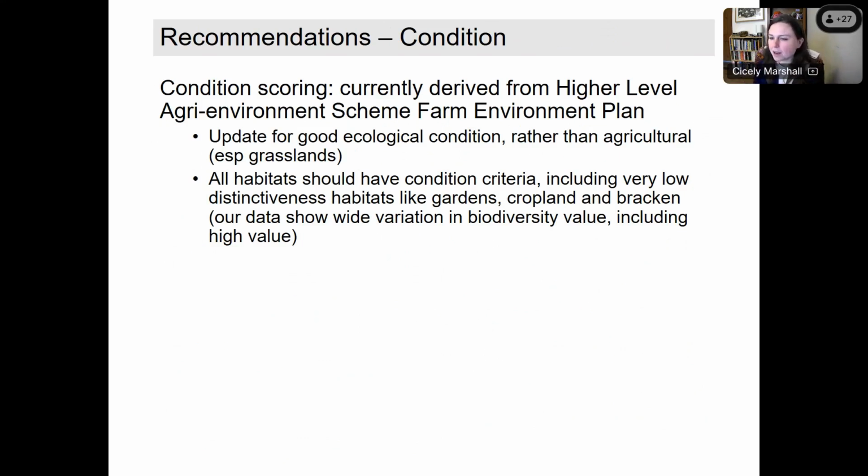Nature-friendly farming systems, organic farmers, would welcome a revision to those, or some recognition of the variability in habitat condition that can be supplied by agricultural systems. Our bracken samples also have plant species richness that is equal to that of neutral grassland, and that's at the moment one of those habitats that's not scored for condition. So are our gardens, and we also recognise probably as ecologists that gardens can have higher or lower value for nature.